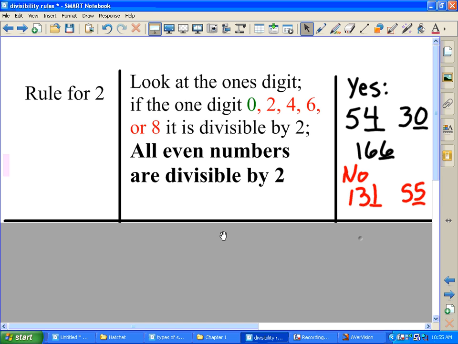Now, some no's, some non-examples, I have 131. Now, 131 ends with a 1, so it's odd, so it is not divisible by 2. 55 ends with a 5.